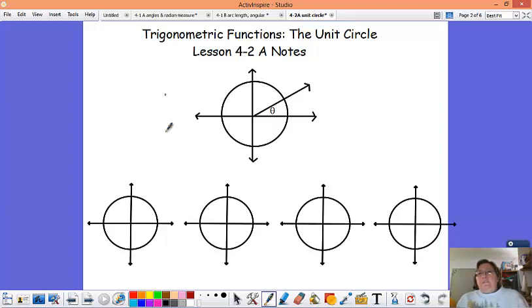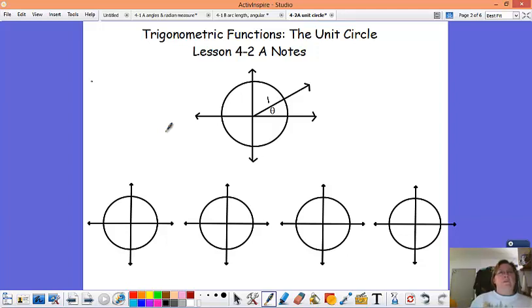Today we're going to be looking at the unit circle, actually today, tomorrow, and a few days after that. The unit circle, as you'll recall, is a circle defined by having its center at the origin and its radius of 1. So that length right there is 1.